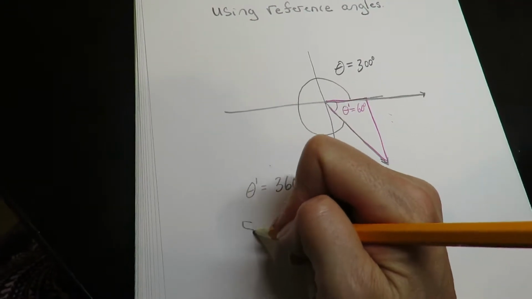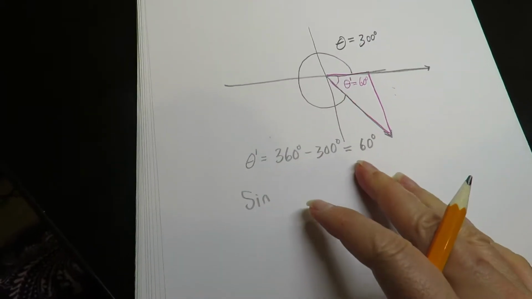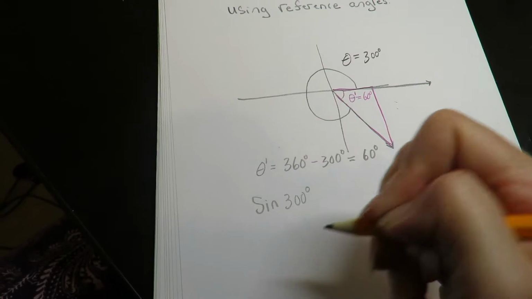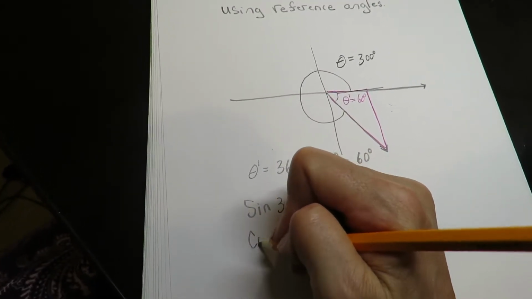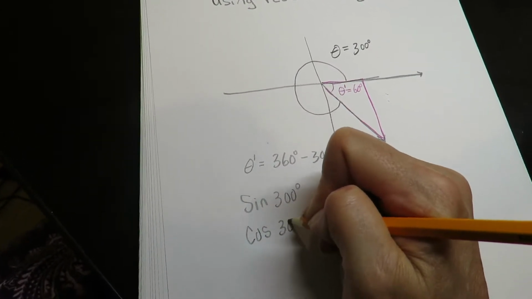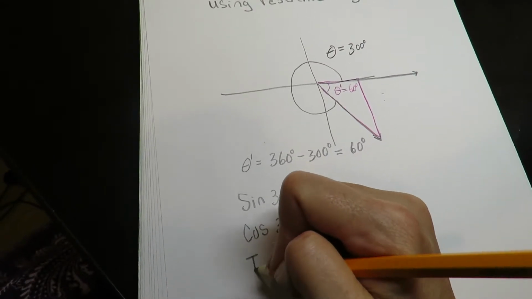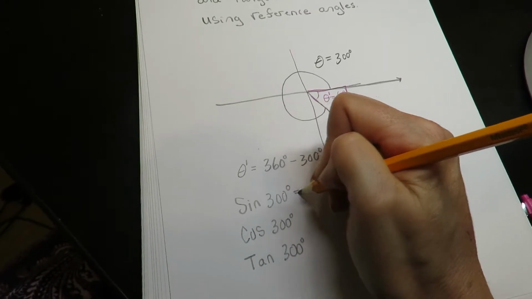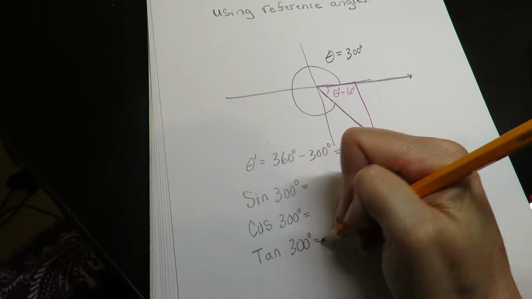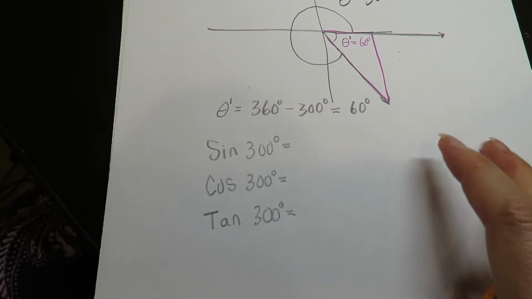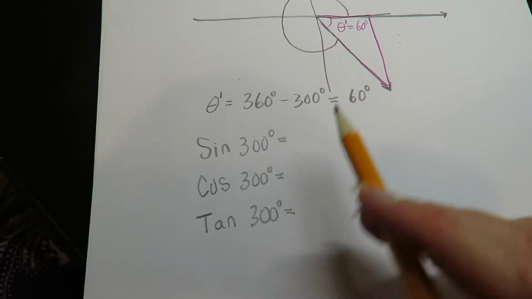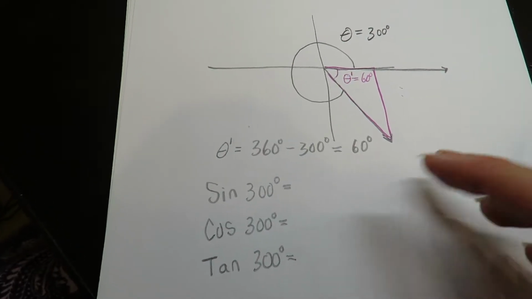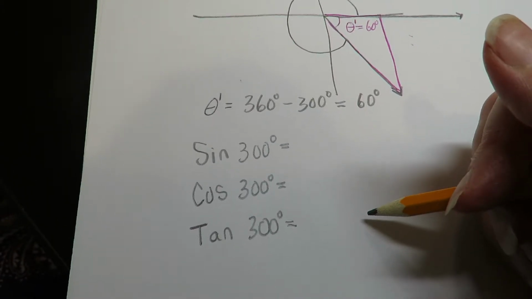Okay, I have to show you one other thing, but let me just write where we're going with this. So what they're asking is for the sine, the cosine, and the tangent of 300 degrees. Okay, that's the original question. So let me just make sure we're clear on that. I found the reference angle and I'm about to put it all together, but I have to show you something really quick before I do that.